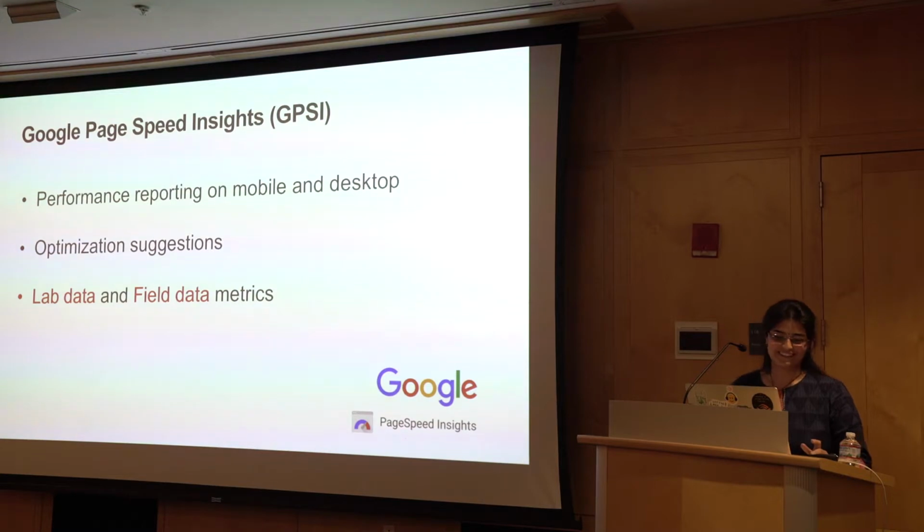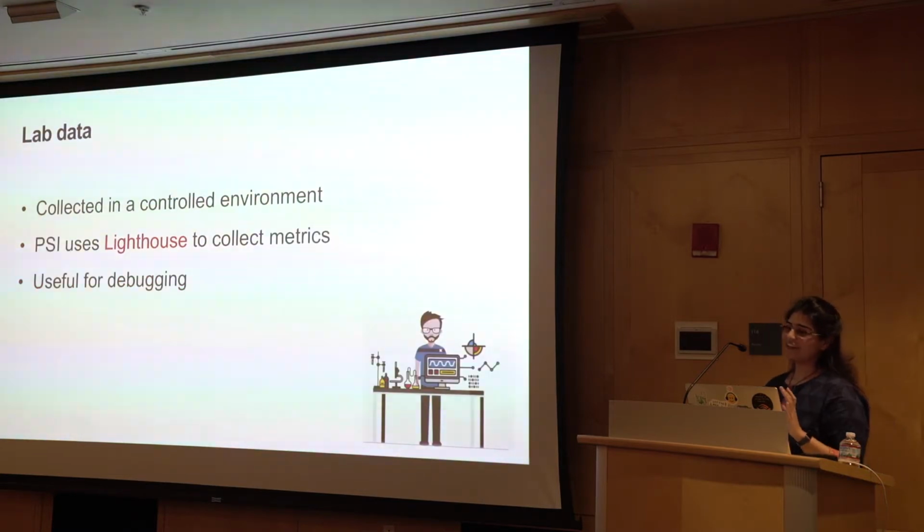Okay, let me explain. So lab data is basically the data which is collected in a controlled environment. So basically you will have a setup done to get that data. Say for example, you will use a specific device configuration, you will use a specific network speed, and that's a fixed parameter, and then you collect that metric.